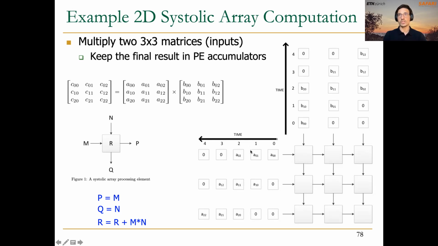In the next cycle it is element A01 times element B10, so A01 times B10. And in the third cycle it is A02 times B20. So after three cycles, we'll have here in the internal register of this processing element the result of the corresponding element of the output matrix C.